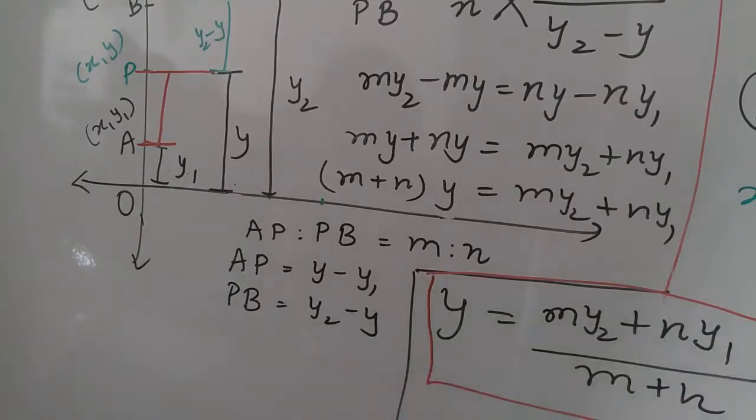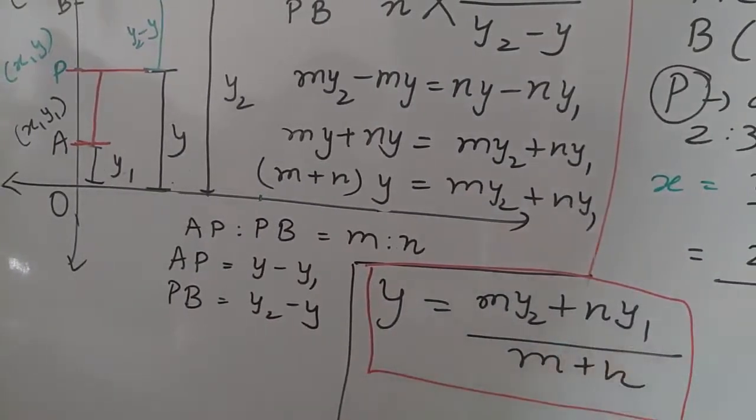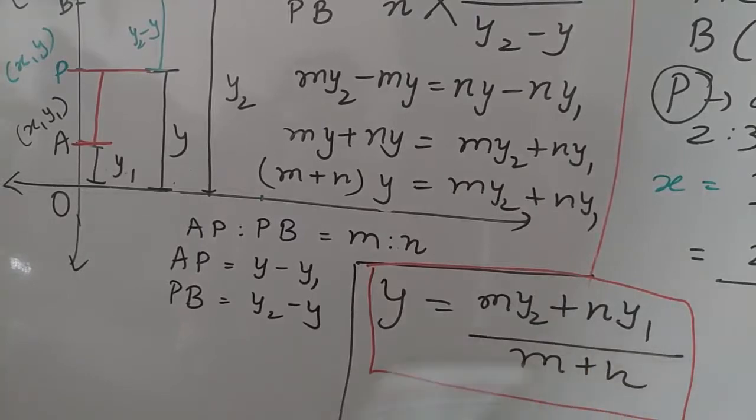So both the formulas are the same only, students. You have to see that only the coordinates are different. When it is x, then x1 x2, and when it is y, that is y1 y2, nothing else. So don't worry, it is very simple to remember. So you have learned here today the section formula. This is nothing but the section formula for the y coordinate. y is equal to my2 plus ny1 upon m plus n, and x is equal to mx2 plus nx1 upon m plus n.